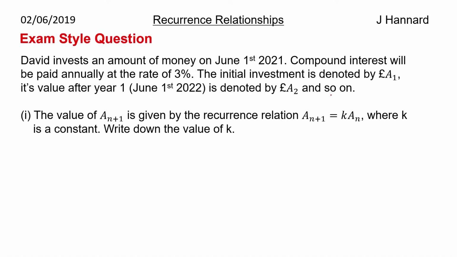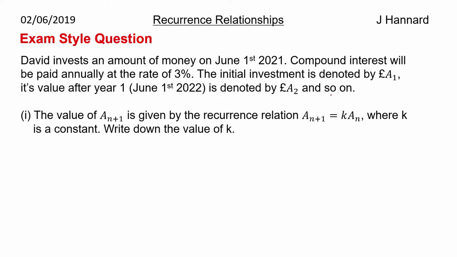So yeah, here's an exam style question then. David invests an amount of money on June the 1st, 2021. No idea why that's the date, it just is. Compound interest will be paid annually at the rate of 3%. The initial investment is denoted by £A1. Its value after year 1, which is June the 1st, 2022, is denoted by A2, and so on.